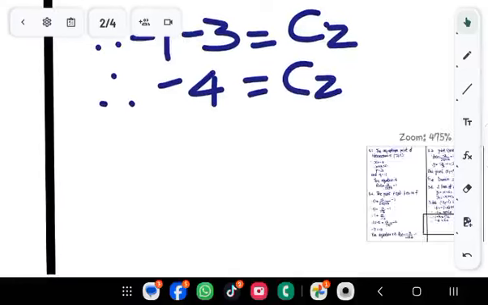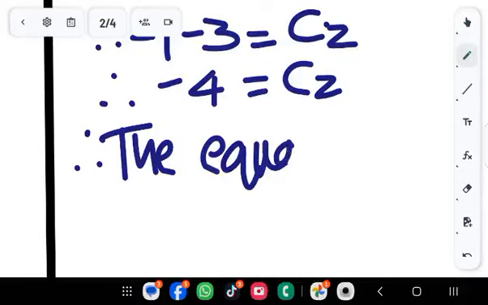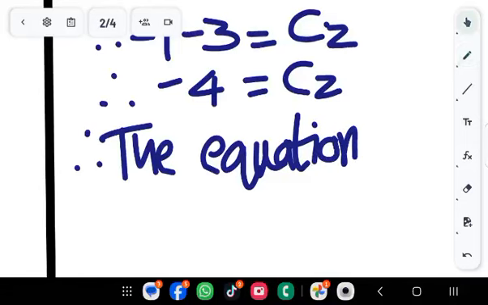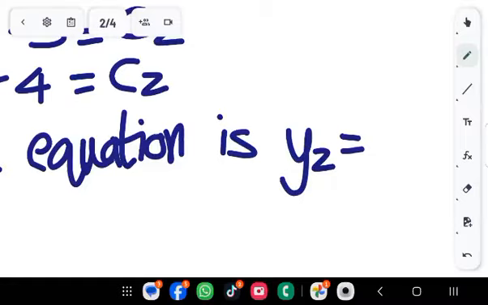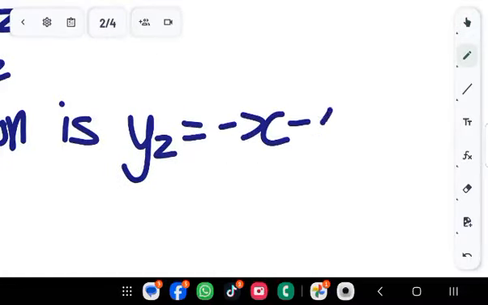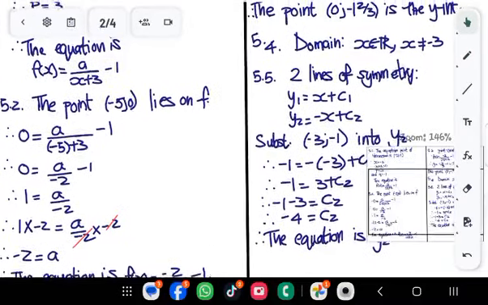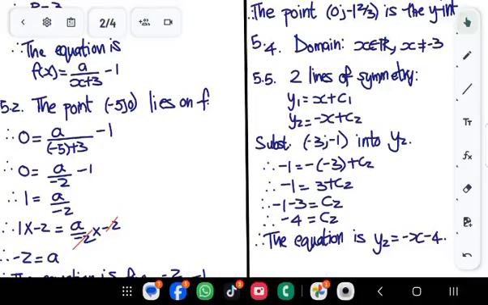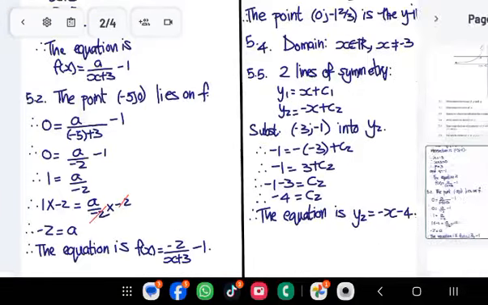the equation of this axis of symmetry with the negative gradient is y equals negative x minus 4. If you were to find the equation of the line of symmetry with a positive gradient, you would do exactly the same thing. Substitute that point of intersection of the asymptotes into y1. 5.6.